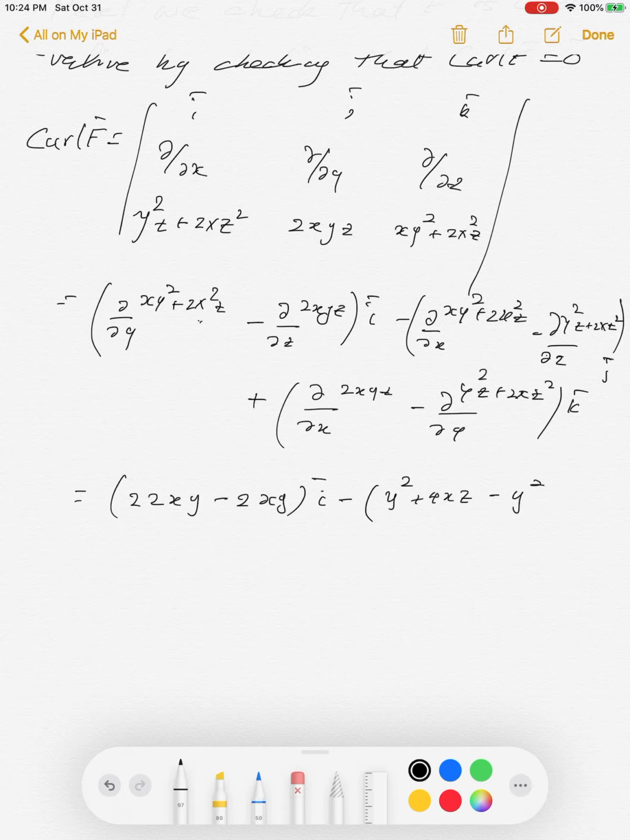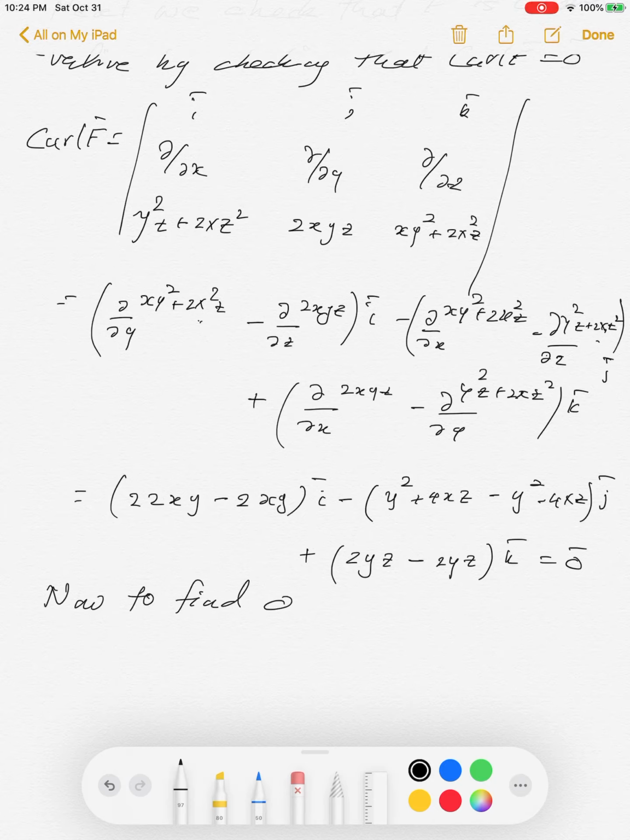4xz, minus partial with respect to y gives you minus y square, and then here 2xz square will give you again minus 4xz, j bar, plus partial with respect to x of the last term is 2yz, minus here partial with respect to y is going to be 2yz, k bar, which is 0 bar. So therefore f bar is conservative.